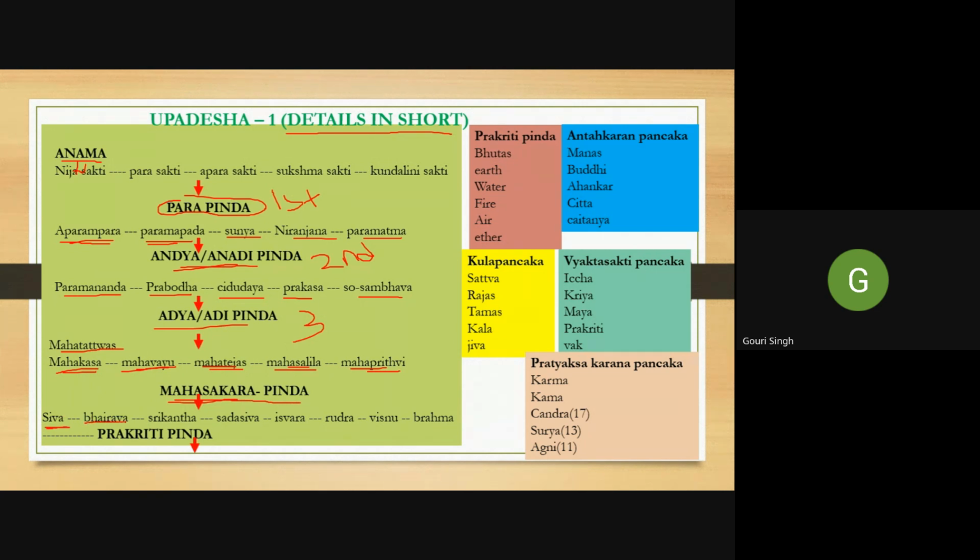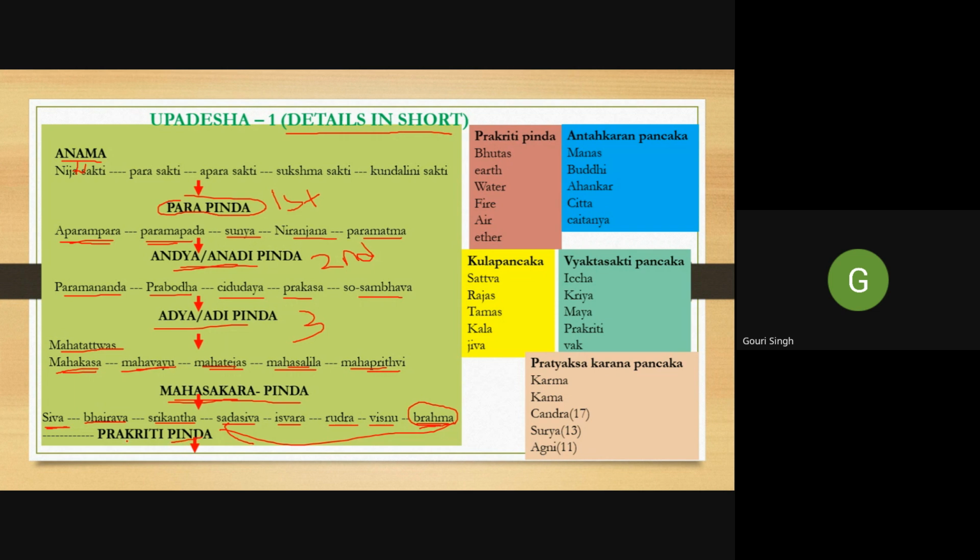In the same way, first is the god Shiva. From Shiva comes Bhairava. From Bhairava, Srikantha. From Srikantha, Sadasiva. Next is Iswara. From Ishwara, Rudra comes out. From Rudra, Vishnu comes out. From Vishnu, Brahma comes out. And from Brahma one pinda is formed, called the Prakriti Pinda. If the question is from which murti the Prakriti Pinda is made, you need to write that it is Brahma. Brahma is the main element from which the Prakriti Pinda is developed.